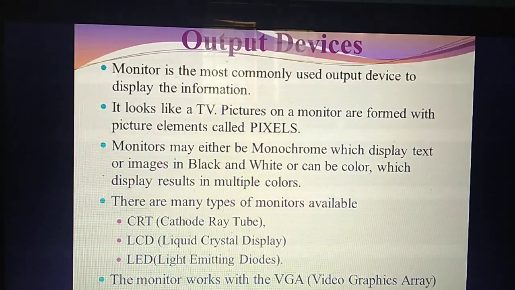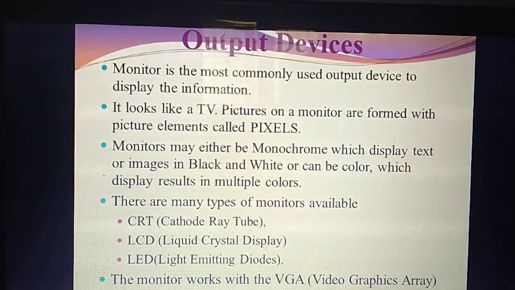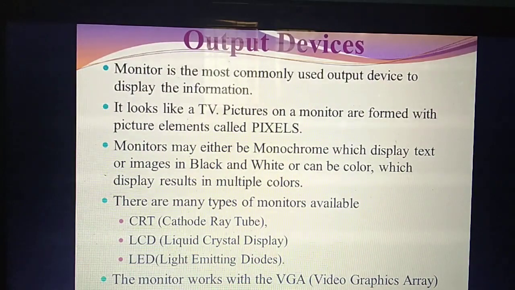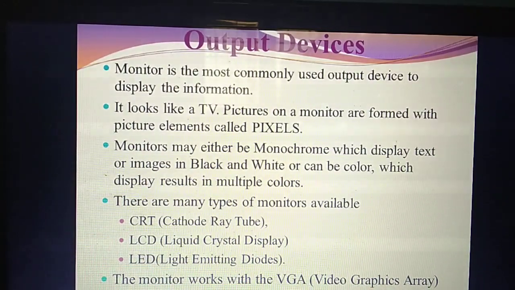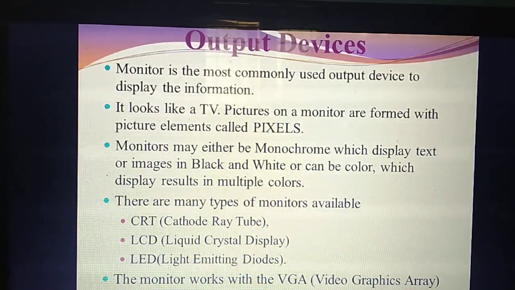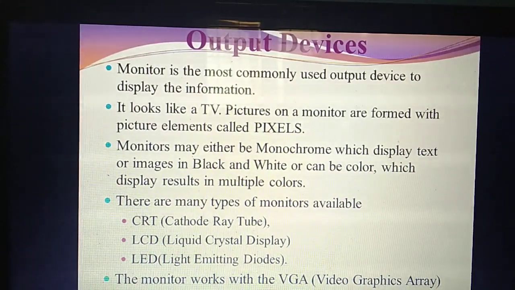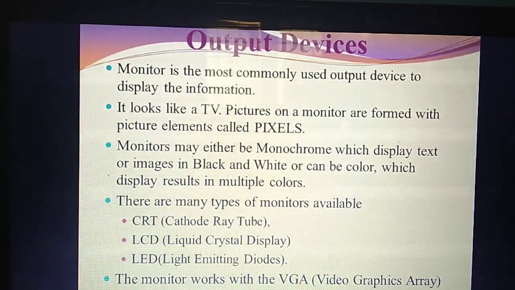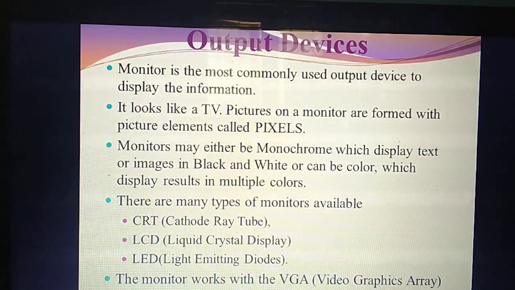Understand? So what output device have you studied today? What's the first output device you have studied? Monitor. What's the use of monitor? It is a display device used to display information on the screen. The information you are giving, it will display on the screen. So this monitor looks similar to what? TV. So pictures on the monitor are formed using one important unit. These pictures or images or videos are formed on the monitor using one element called which one? Pixel.